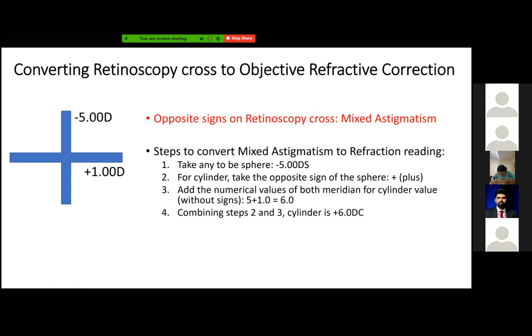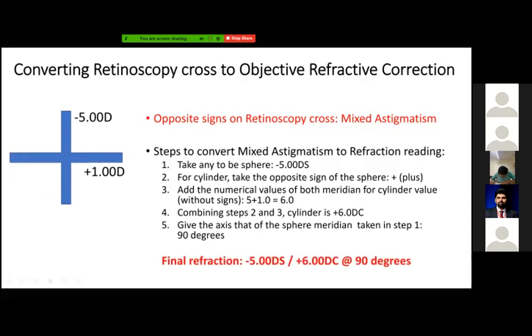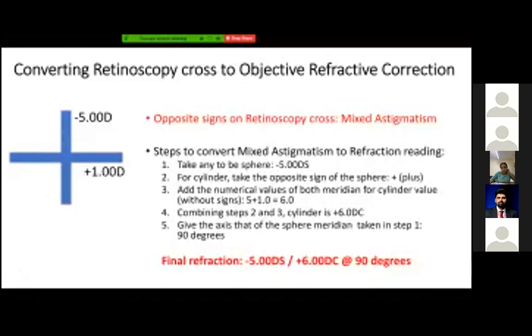And lastly, the axis of the cylinder will be that of the sphere, because we know that the meridian and axis are opposite. If we are correcting the horizontal meridian with a cylinder, we have to give the axis of the vertical. So we give the axis of the sphere, which was taken in step 1, which was 90 degrees. That is the axis of the cylinder. The final refraction is -5 diopter sphere with a +6 diopter cylinder at 90 degrees. This is how you go about converting a mixed astigmatism retinoscopy cross into a final prescription.